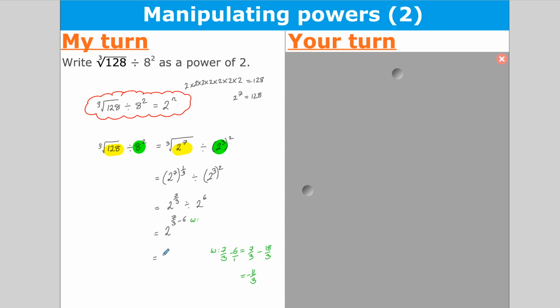So final answer after a lot of work, 2 to the power of negative 11 thirds is the same thing as the cube root of 128 divided by 8 squared.